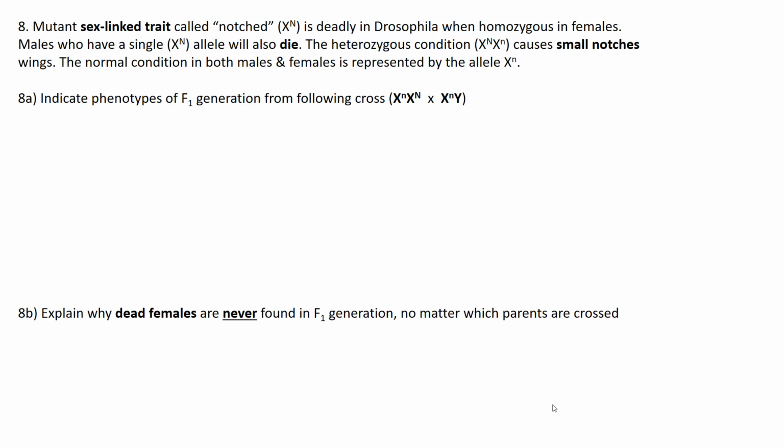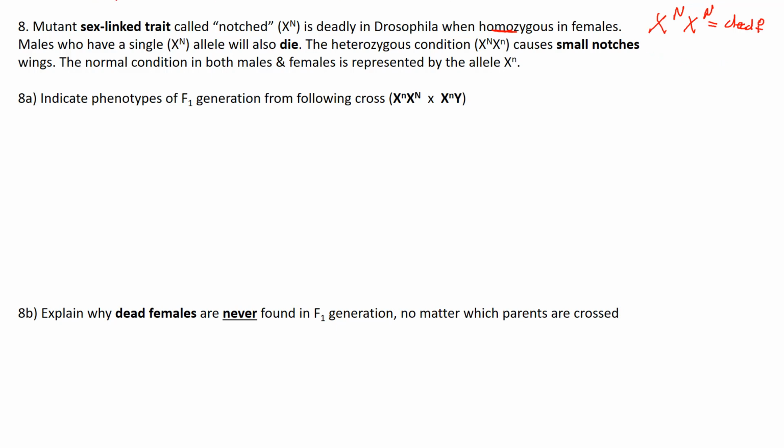Okay, question 8 on page 50 here. It says a mutated sex-linked trait called notched, X with a little n, so we know we've got sex-linked here because we have some X's and Y's showing up, is deadly in these fruit flies when homozygous in females. So when homozygous in females, meaning you have to have two of them, both of them, X with a capital N, X with a capital N is a dead female. Okay?